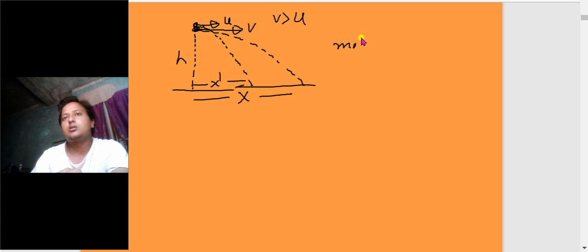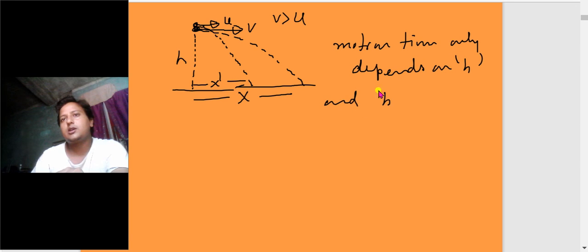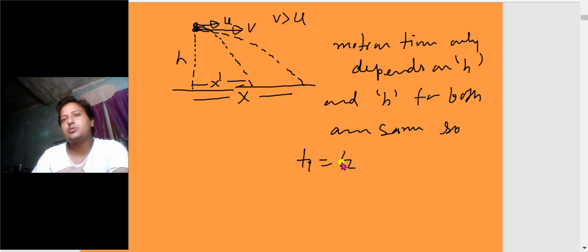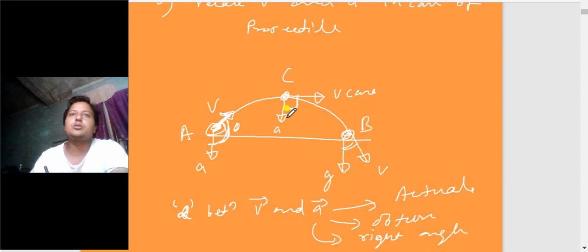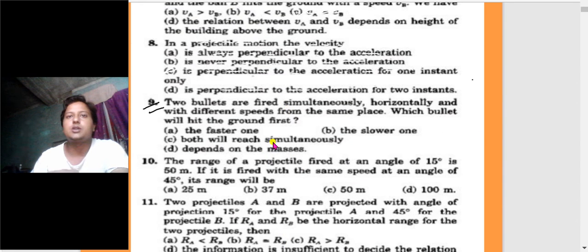But the motion time only depends on h, and h for both are the same. So time for 1 equals time for 2. Both will take the same time. Both will reach simultaneously. So C is the correct answer.